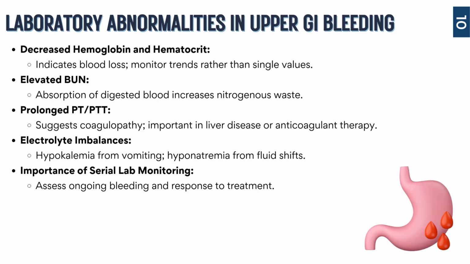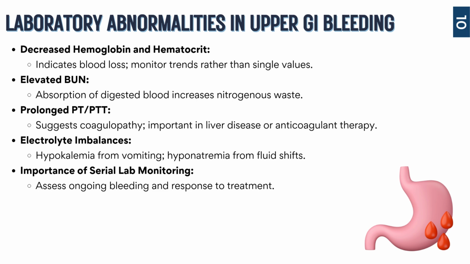It was fun. Okay, so some laboratory abnormalities in upper GI bleeding. You need to know your lab values. You need to know what it means if they're high or low and what is going on in the body. A decrease in hemoglobin and hematocrit indicates blood loss. However, remember that these values may not immediately reflect acute bleeding due to plasma volume adjustments.